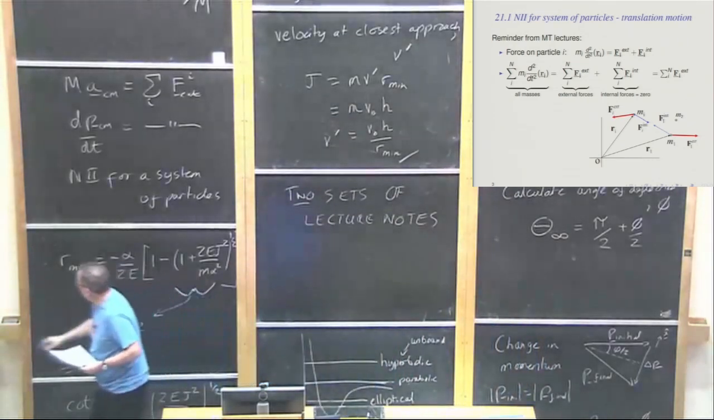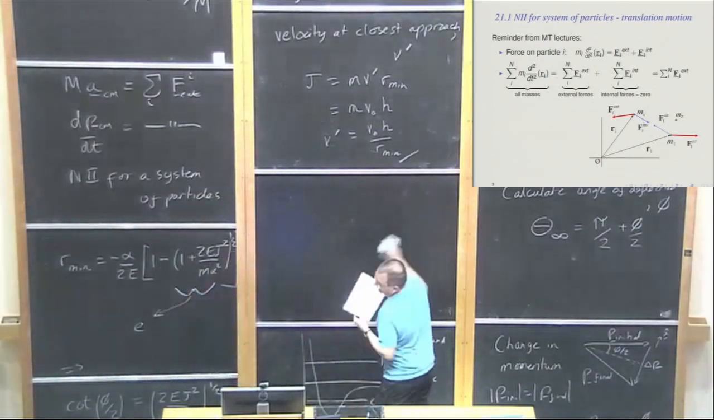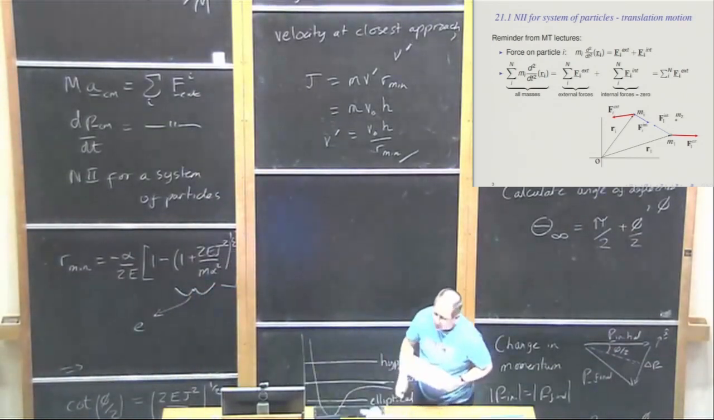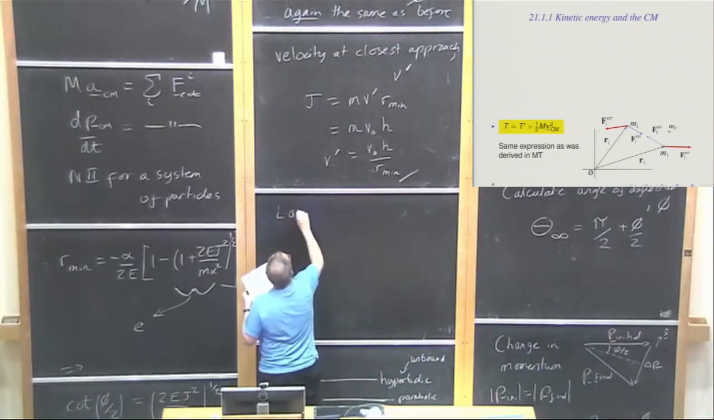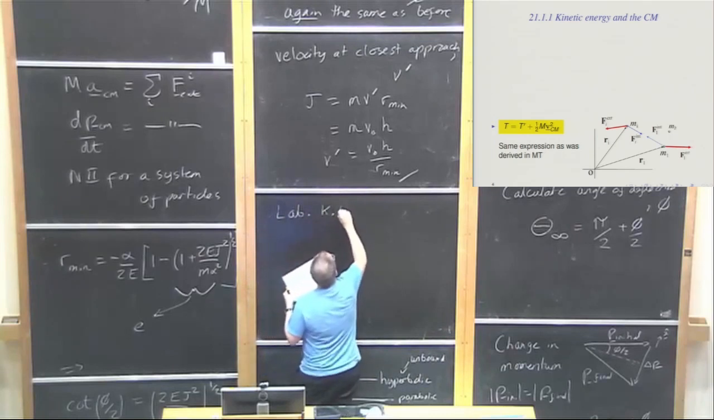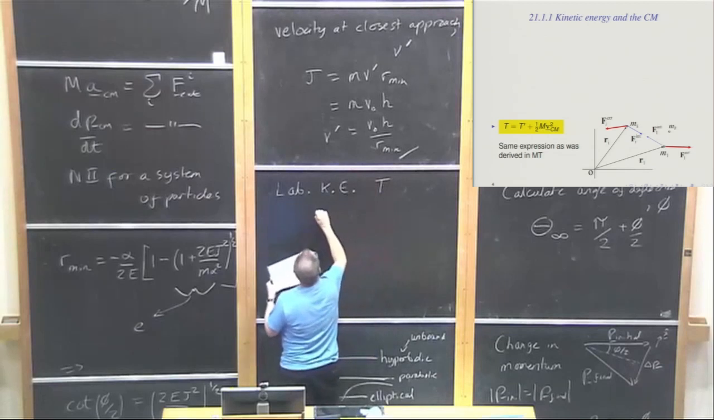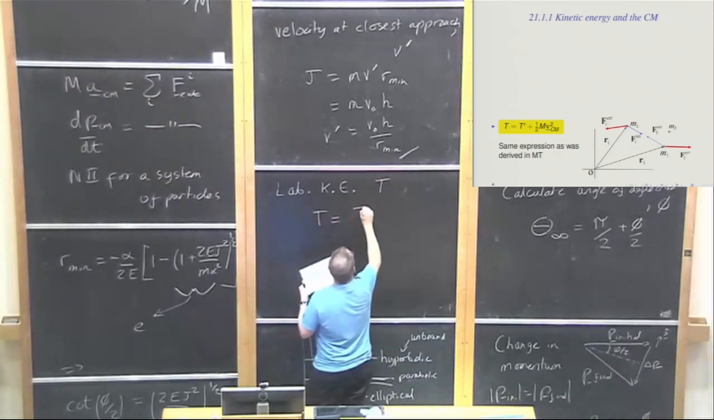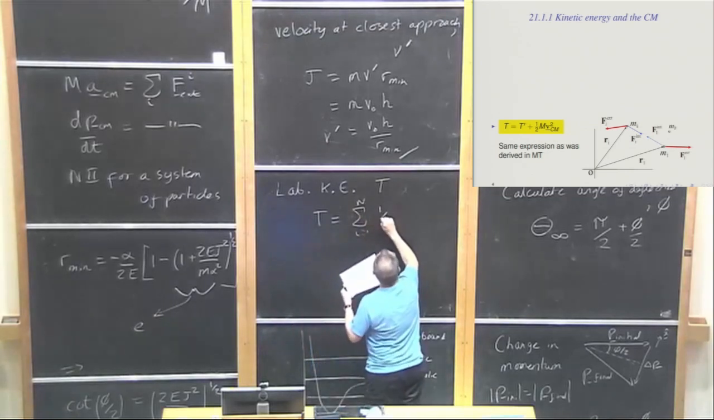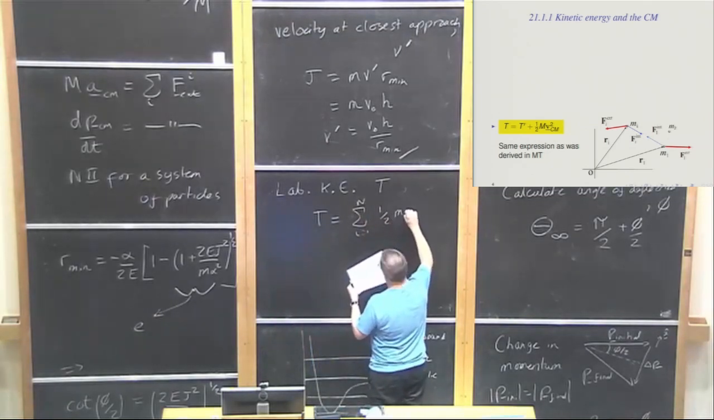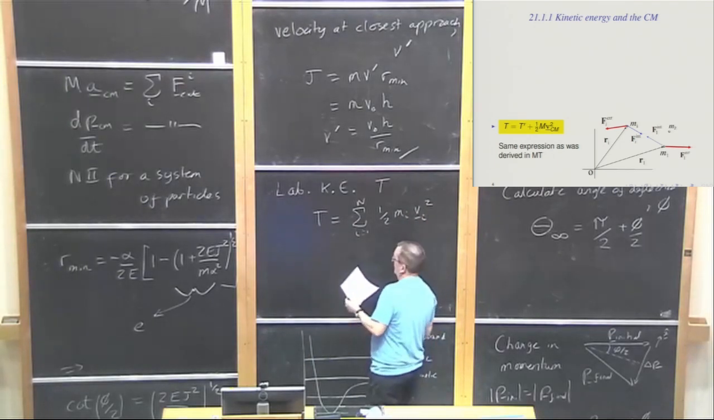So now let's consider the kinetic energy. We're going to do something slightly similar. So in the lab, the kinetic energy, which we write as T, is clearly, for this system of particles, again it's a system, so it's a sum over a half m_i v_i squared. All right.